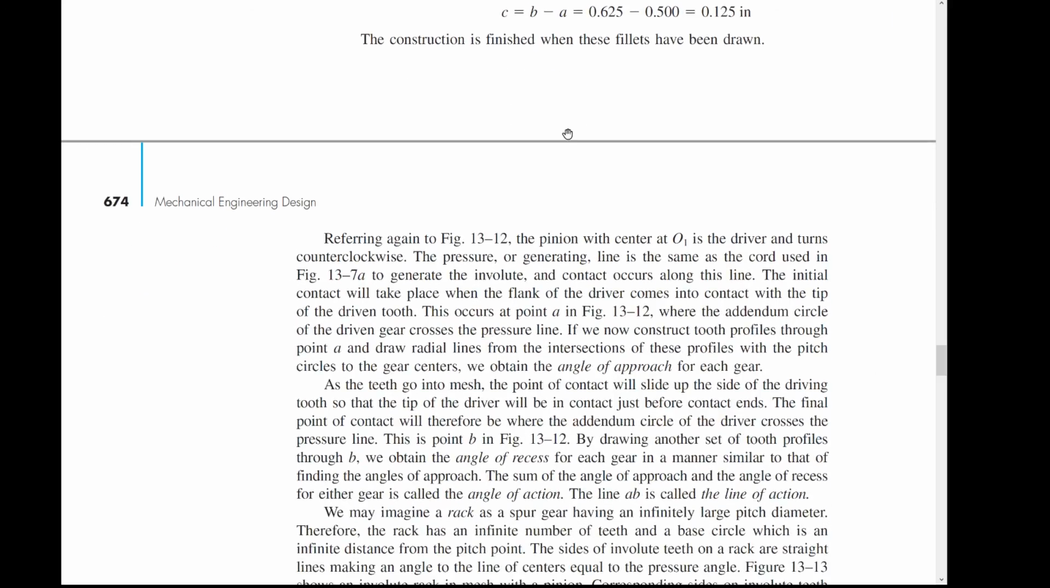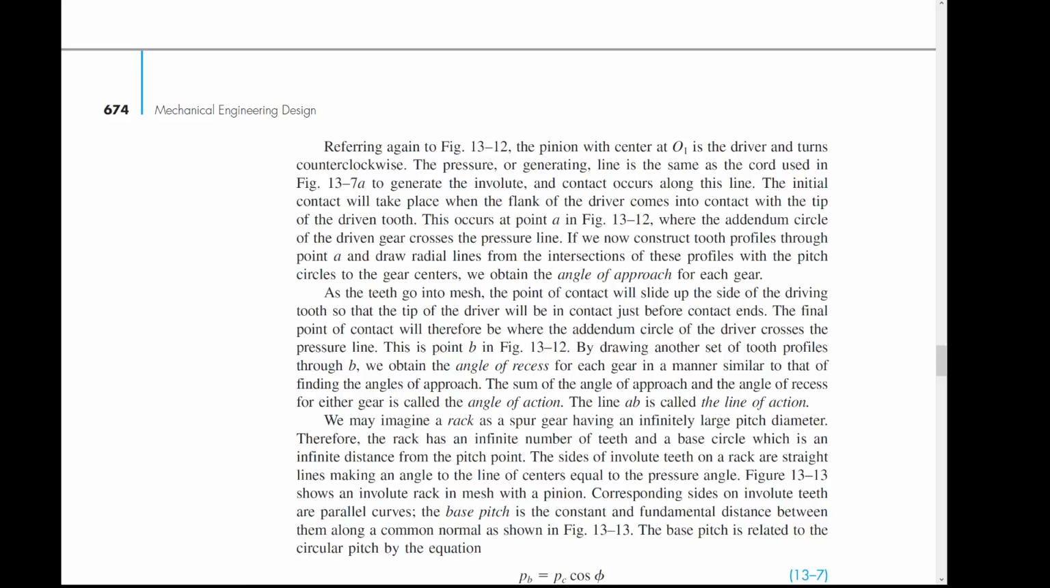Referring to figure 13.12, the pinion with center O1 is the driver and turns counterclockwise. The pressure or generating line is the same as the cord used in figure 13.7a to generate the involute, and contact occurs along this line.